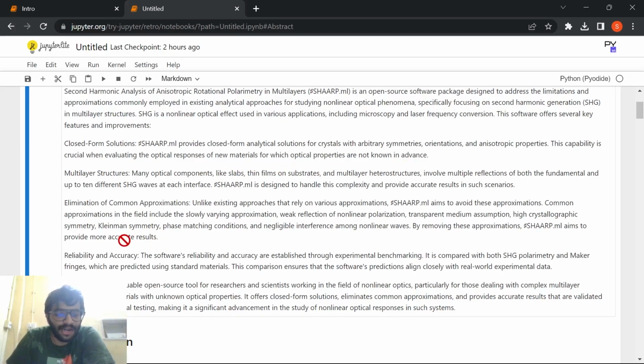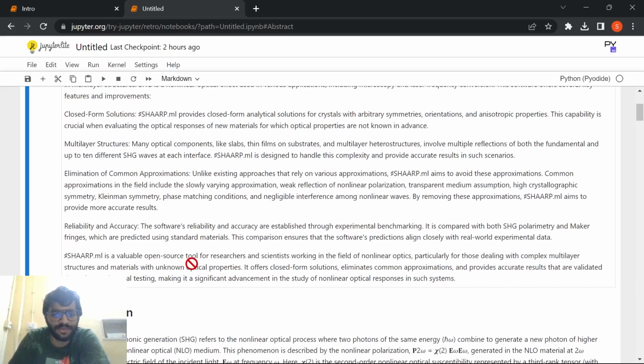advance. And multi-layer structures. Many optical components like slabs, thin films on substrates, and multi-layer heterostructures involve multiple reflections of both the fundamental and up to 10 different SHG waves at each interface, which we'll see. Sharp.ml is designed to handle this complexity and provide accurate results in such scenarios. And elimination of common approximations.